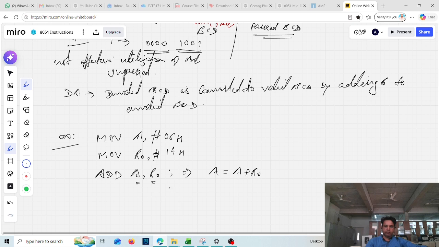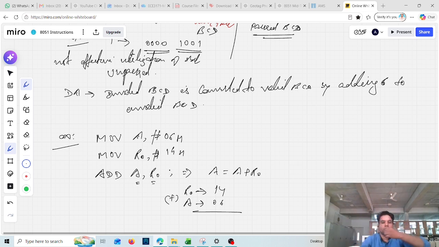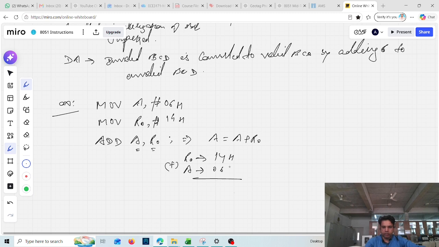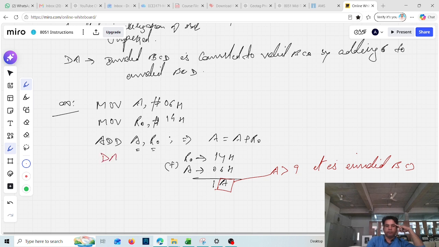So here, just add: the value of R0 is 4 and the value of A is 06. On addition of 6 plus 4 in hexadecimal, we get 0A. Now just see this value: this A is greater than 9, so it is invalid.